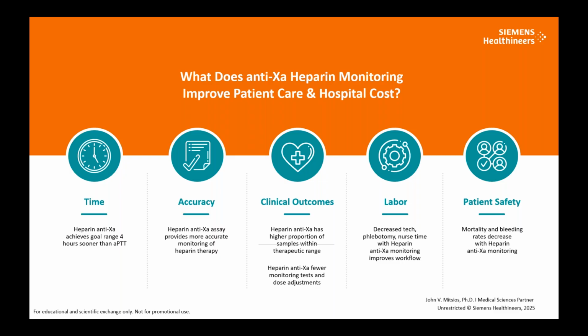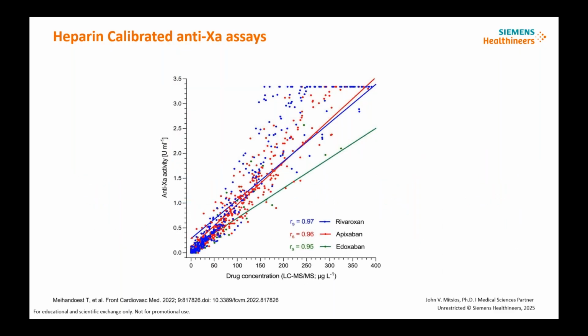And again, overall, goes hand in hand with clinical outcomes is patient safety, right? Again, improving those patients, decreasing mortality, decreasing bleeding rate when using anti-10A monitoring in patients on heparin. So why do I say all that?